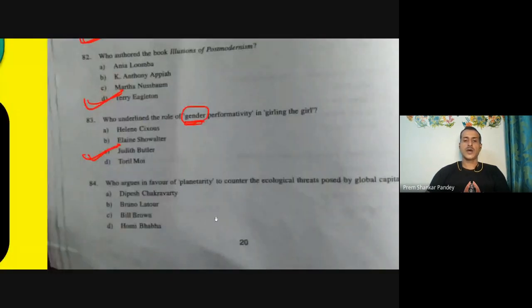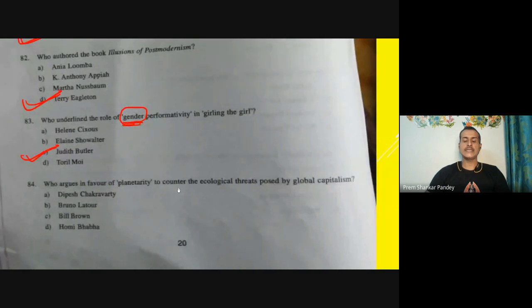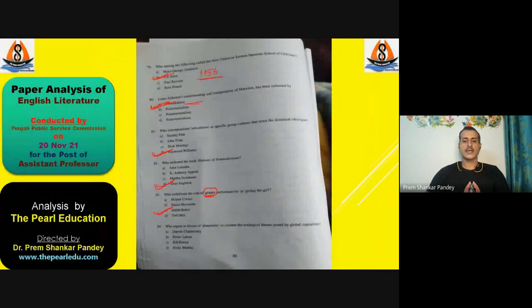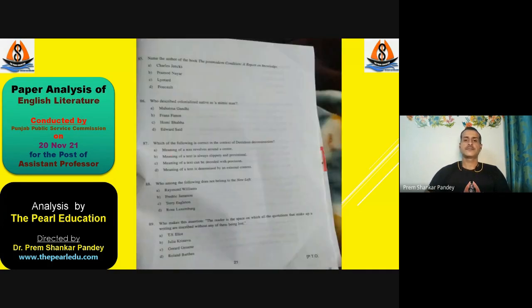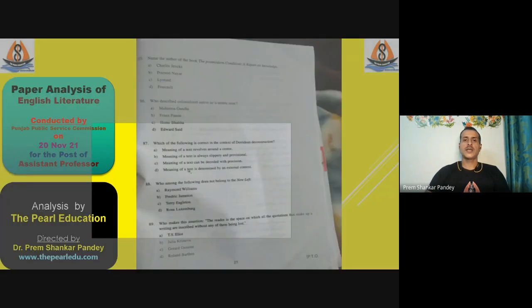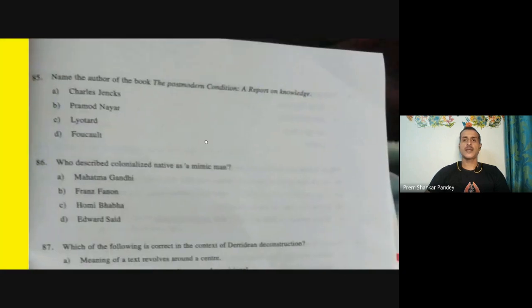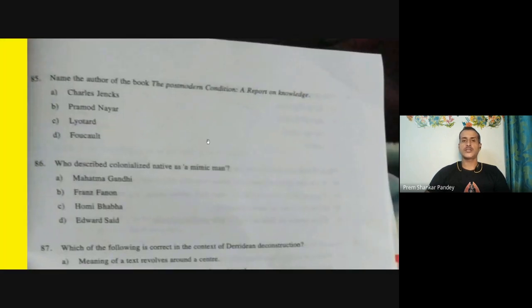Okay, next question. Who argues in favor of planetarity to counter the ecological threats posed by global capitalism? This is the second question from eco-criticism. The right answer is Dipesh Chakrabarty. Dipesh Chakrabarty is the right answer here. Moving on to the next question. Name the author of the book, The Postmodern Condition: A Report on Knowledge.